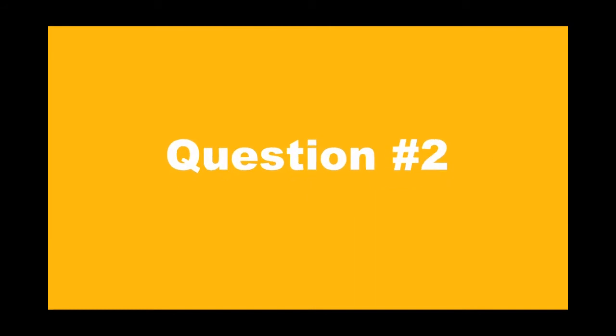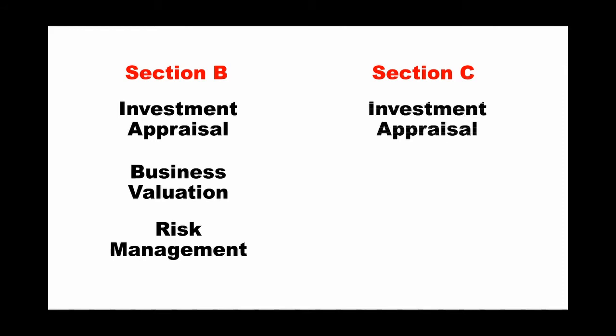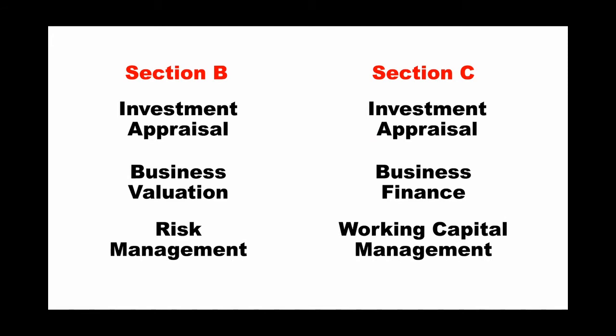So the second question: which parts should I focus on in the ACCA Financial Management syllabus in Section B and Section C? The topics frequently seen in Section B and Section C are shown here. First, in Section B is investment appraisal, next is business valuation, and then risk management. In Section C, the first topic you have to focus on is investment appraisal. The next is business finance, and the third is working capital management.